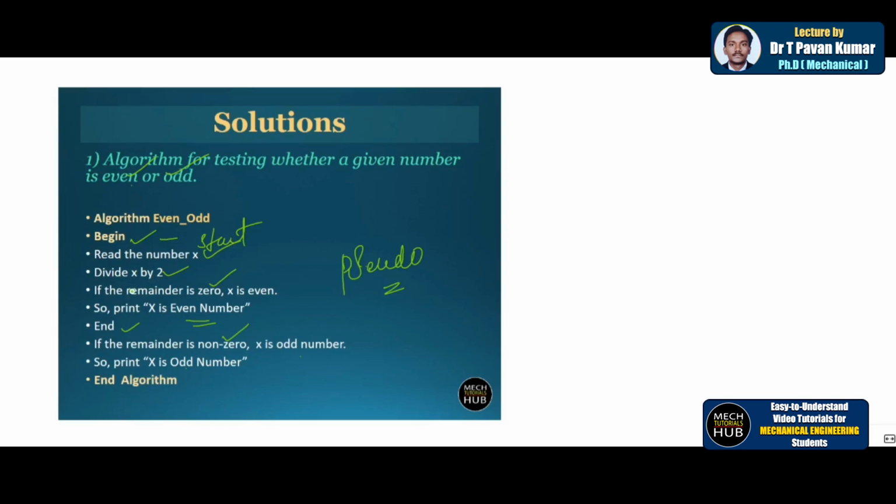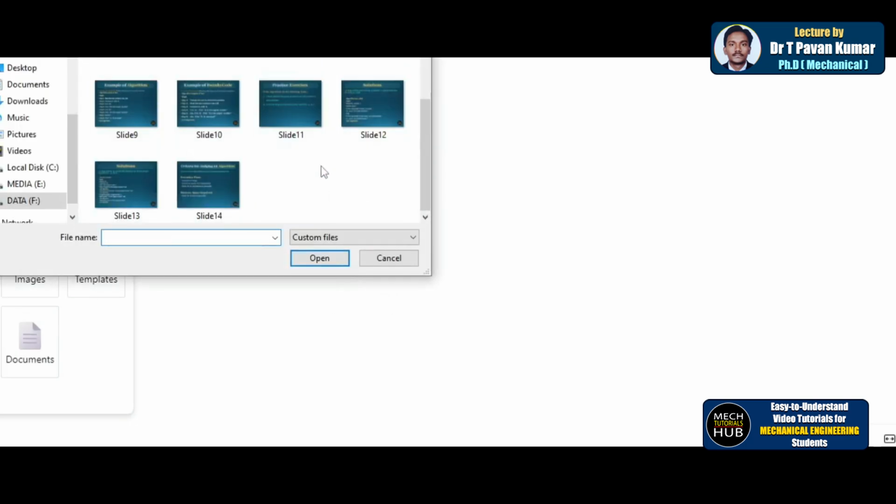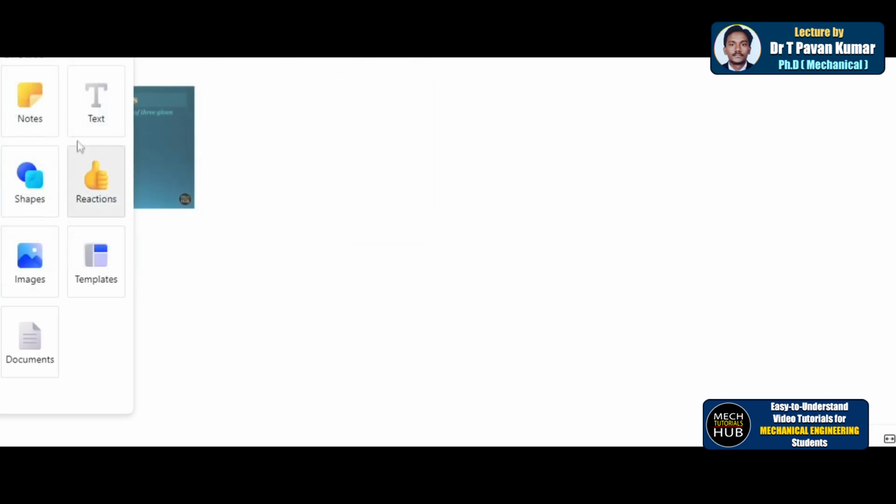You can communicate the way you want, but ultimately the communication should be in a proper way. Whether you are considering x and y, or a and b, the variable is more important. You have to follow the variable till the end of the program, and here I'm stopping the program. You can say stop, or you can say end the program. This is how an algorithm is written for even and odd, to find out whether a given number is even or odd. Similarly, I'm going to the next slide. Have a look at this now.